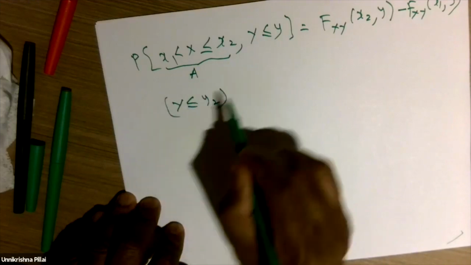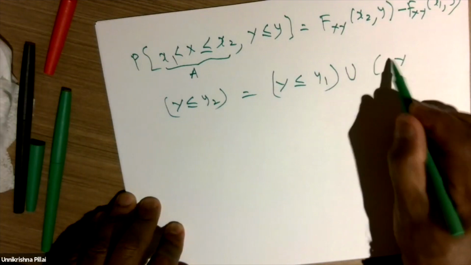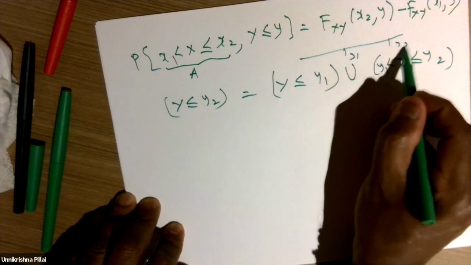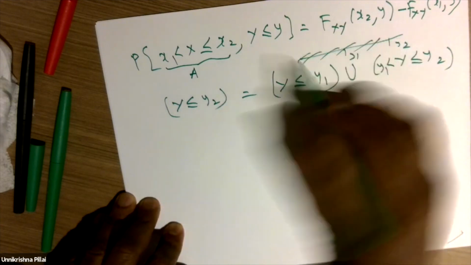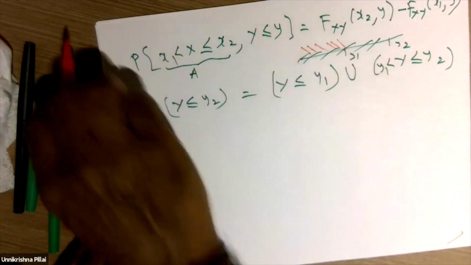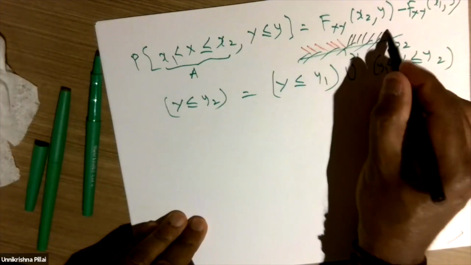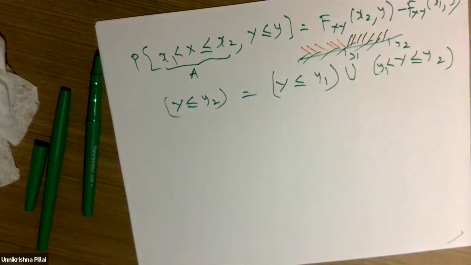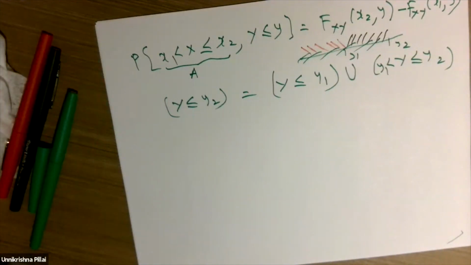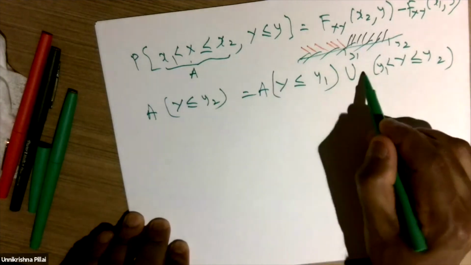Y less than y2, of course, is y less than y1, a mutually exclusive union of y greater than y1 and less than y2. So you have y1 here, y2 here. All I'm saying is this whole thing is equal to the union of this portion and the other portion. So the red and black together gives you the green. All right, so that identity is true. Let me do an intersection with A here. This is A, so A here, A here.